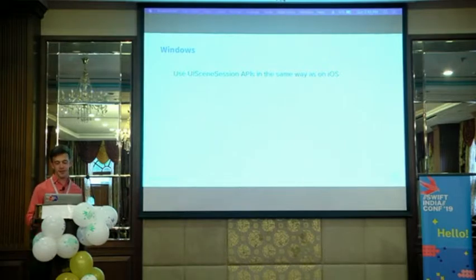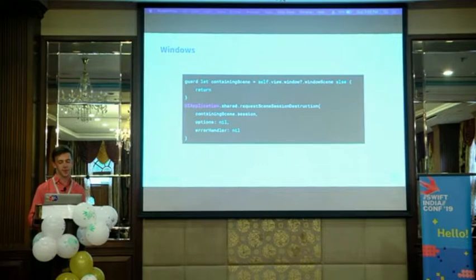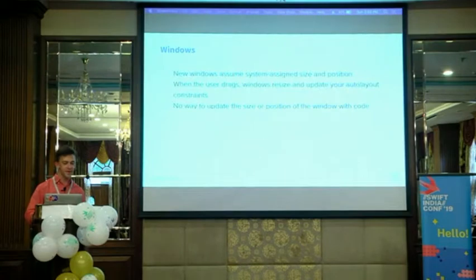So you can create UISceneSessions using requestSceneSessionActivation. I won't go into too much of the detail on the UISceneSession API, so it really deserves a talk of its own, but you can request scene session activation, and then you can request scene session destruction to open and close the windows, respectively. There are a few caveats that you'll have to watch out for on Catalyst with regard to Windows. New Windows, when you launch them, always assume a system-assigned size and position. So if you want to do something like create a new window that is 200 by 200 points and at a certain position on screen, that's just not going to be possible in a Catalyst app, at least as of Beta 4.